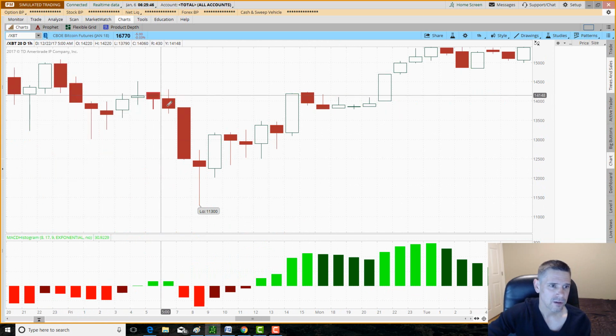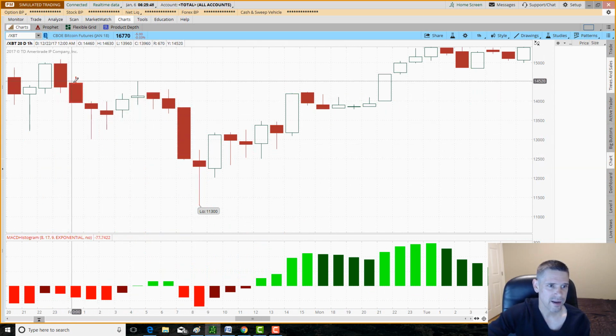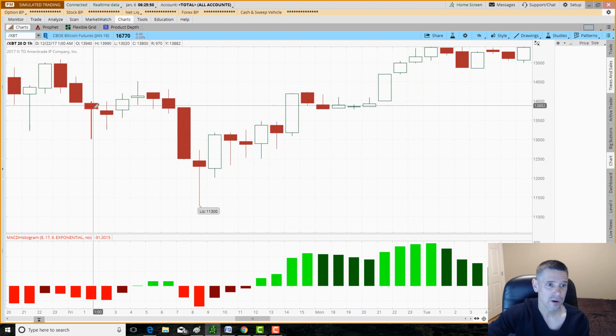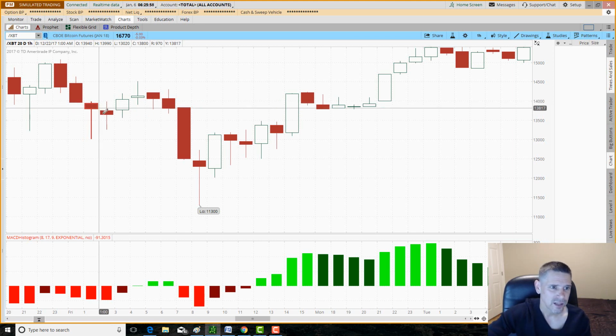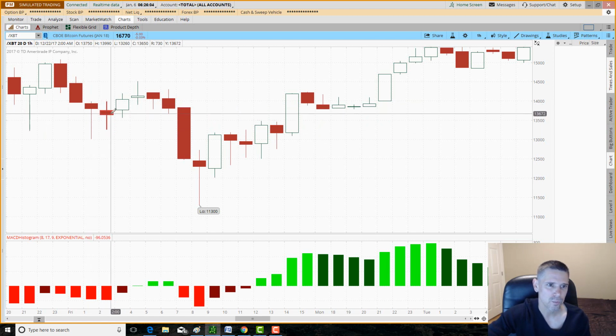Does it look like my drawing? Got candlesticks, red, boom, hammer, right? Hammer. Potential short-term reversal in momentum. Look at this. Inside day. Again, not sure, buyers and sellers, and then boom.